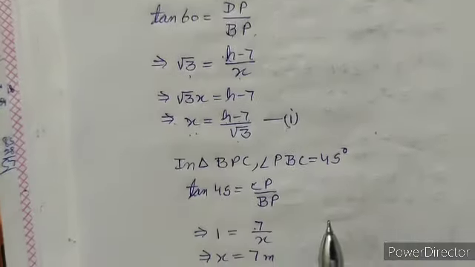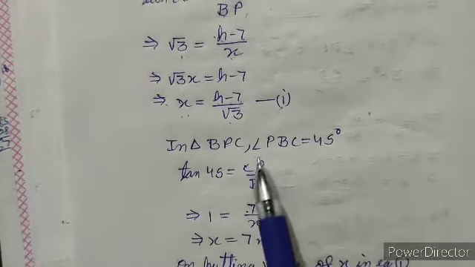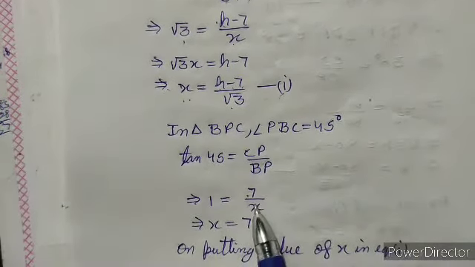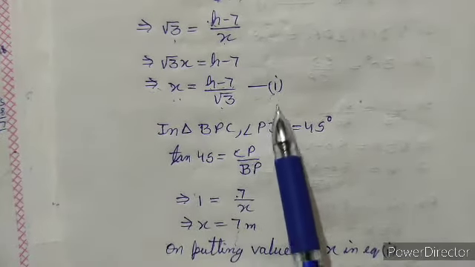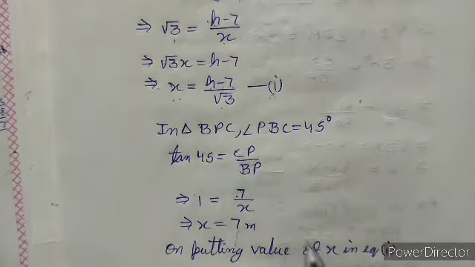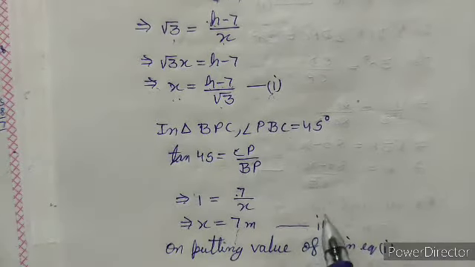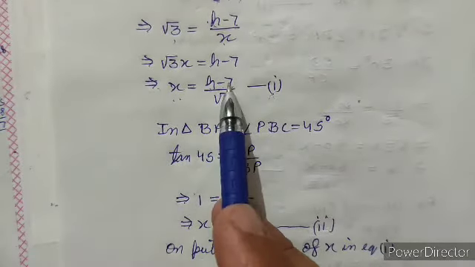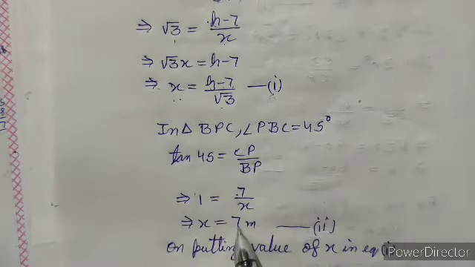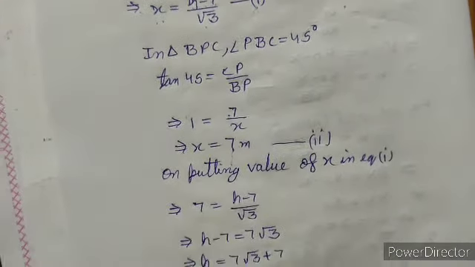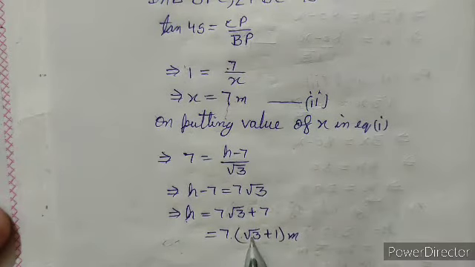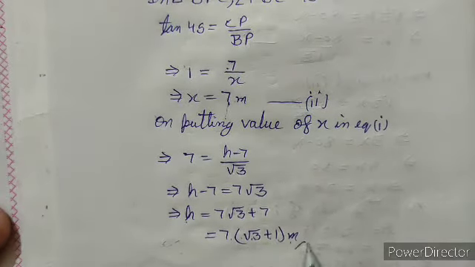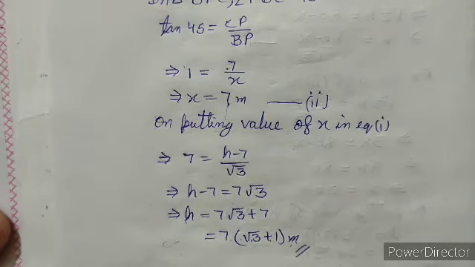Now CP was equal to 7 meter and BP is equal to X, and this will give us the value of X as 7 meter. Now from equation first and second, we can say that H minus 7 upon root 3 will be equal to 7, and this will give us the value of H as 7 into root 3 plus 1 meter, which is the height of the tower.